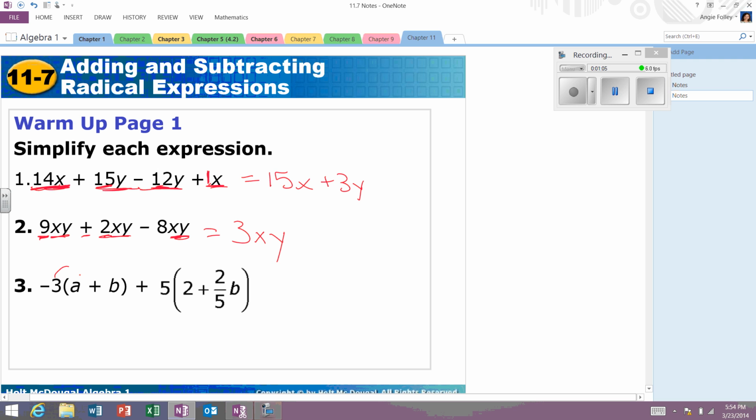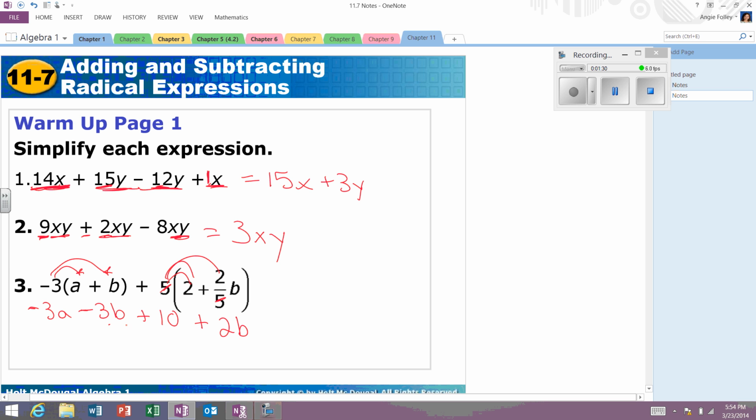All right, for the next one, you want to distribute first. So we get negative 3a minus 3b. Then we get plus 10. And then when we multiply a 5 through, we're going to get 5 times 2, which is 10. And then 10 divided by 5 is 2 and b. Or you could just think of it as this 5 cancels with this 5. But you still have to multiply it to this one.